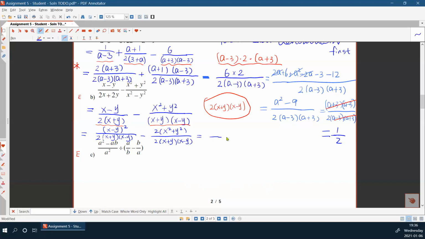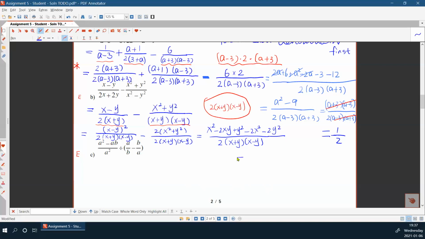Okay, and then because they have the least common denominator now, their denominators are the same. So in this way, you can combine the two terms, and only in this way you can combine them. If their denominators are different, you cannot combine directly. So what's left there is x squared minus twice of xy plus y squared minus twice of x squared minus twice of y squared.